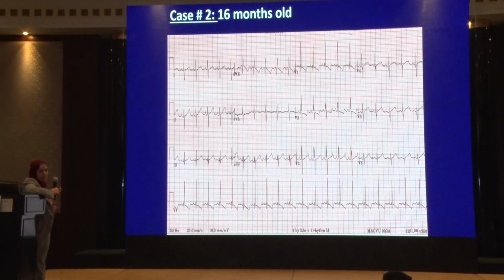And then after the rate, axis. So we will look for lead 1. Is it positive? Yeah, it's in the middle. It's okay. And then we will look for AVF. Is it positive in AVF? It's negative. So this patient is equivocal in lead 1, so we'll consider it positive, and in lead AVF, it's negative. So this patient axis is above, so posterior axis.